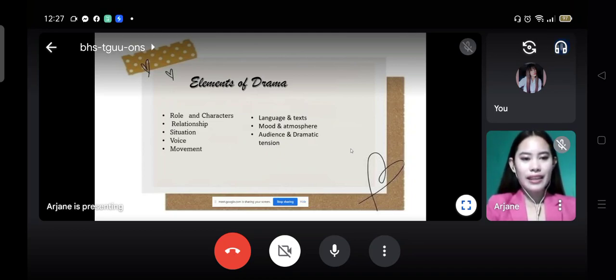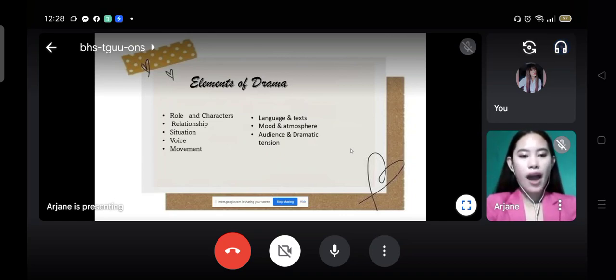Okay? And the next is the relationship. It is connected to roles and characters. Why? Because it is the connection and interactions between people that affect dramatic actions. And then third is the situation. The situation is the setting and circumstances of the drama. It is who you are or what the characters are being involved in. What is the situation all about and where the situation takes place.